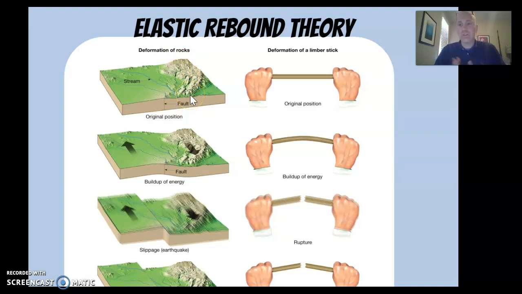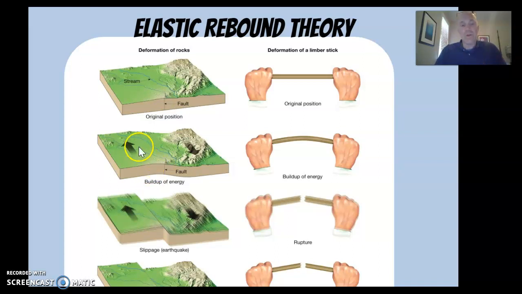This would be a transform fault. It's that transform boundary where they're going side by side. You don't have one plate wanting to go underneath the other, and they're not both moving towards each other. They're moving sideways relative to each other.